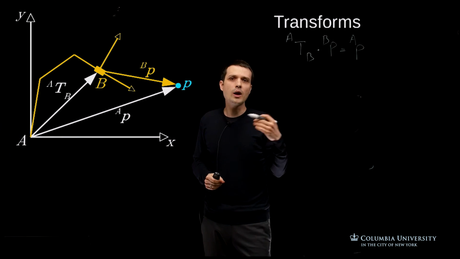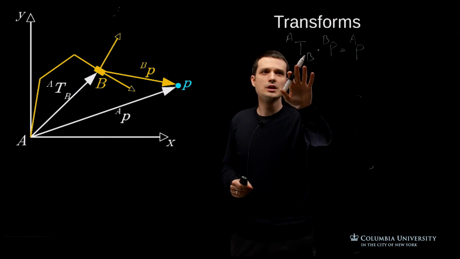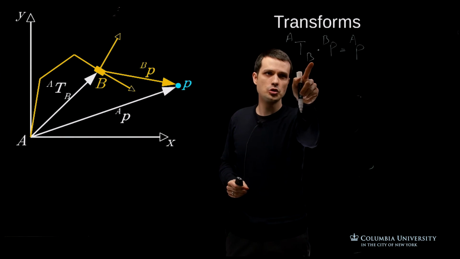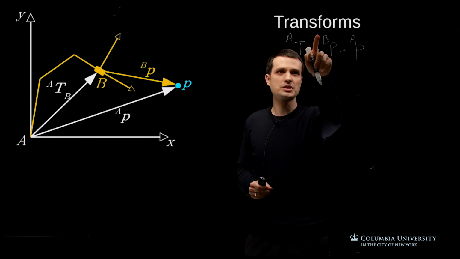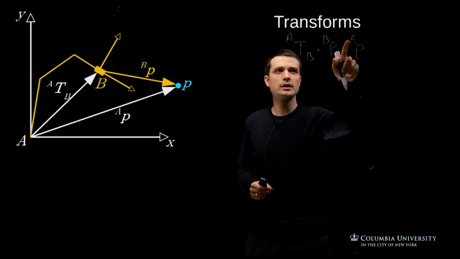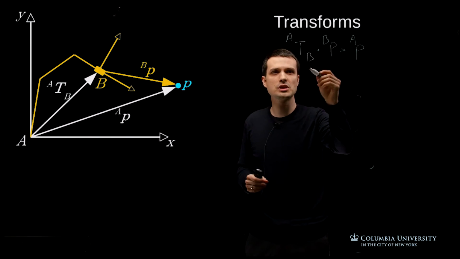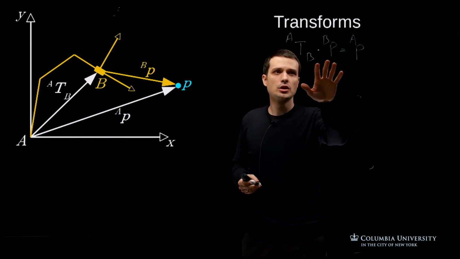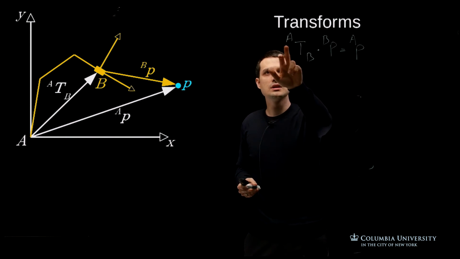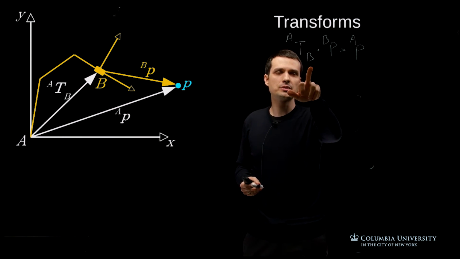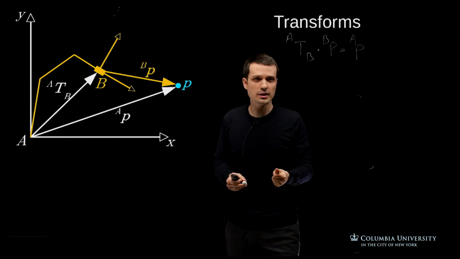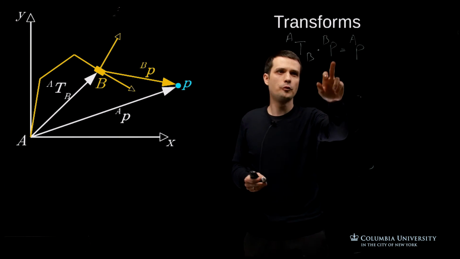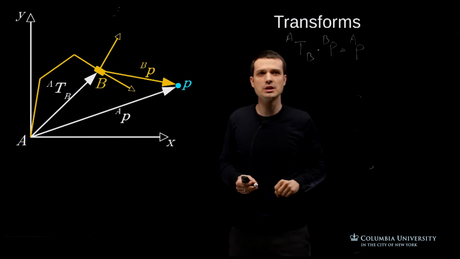One way to remember this convention is to use these superscripts and subscripts the way I use them here, right? So transform from A to B multiplied by P expressed in coordinate frame B gives you the point in coordinate frame A. So if you wish, abusing notation a little bit, these two cancel out. And in general, if you always write your points and your transforms using a left superscript and a right subscript that tells you what coordinate frames you're dealing with. So for a transform, you always have from a coordinate frame into another coordinate frame. For points, you have the coordinate frame that it's being expressed in.